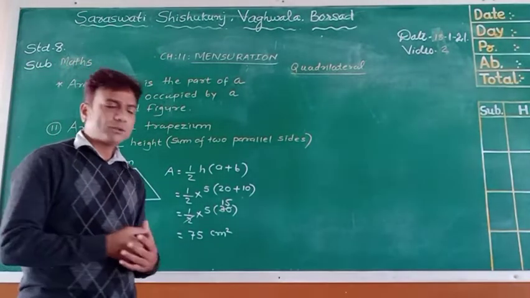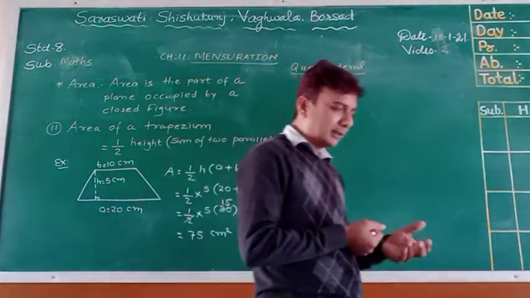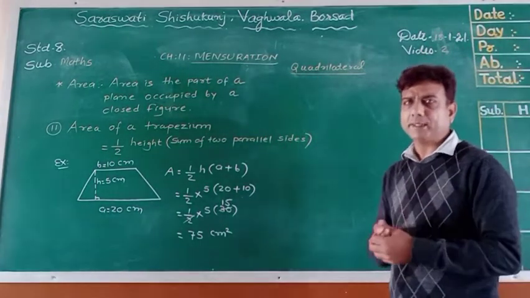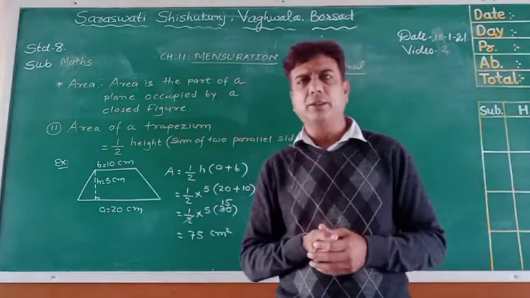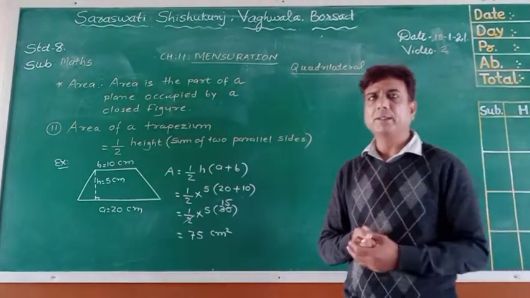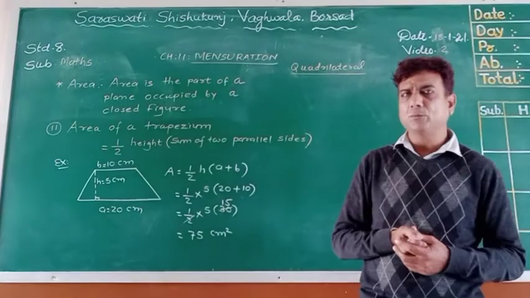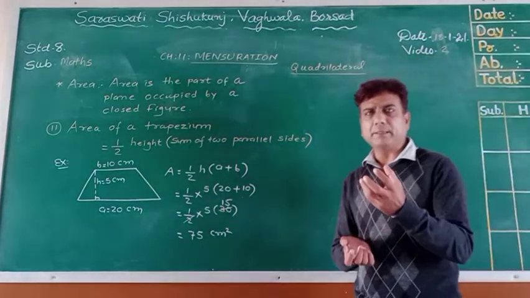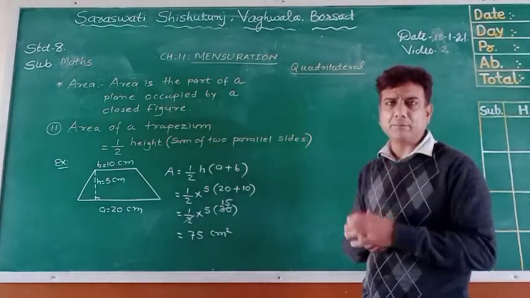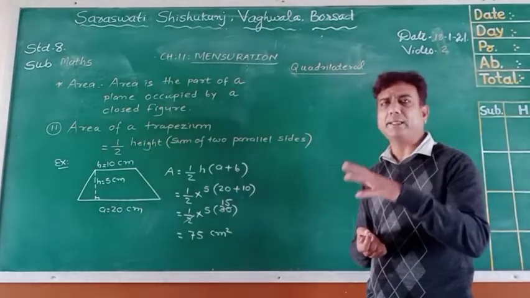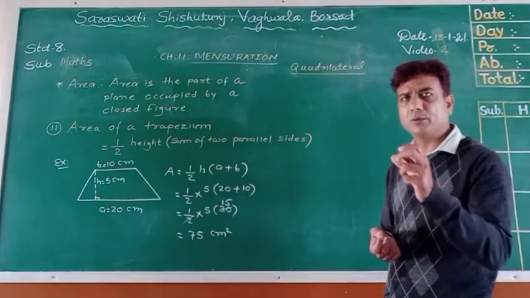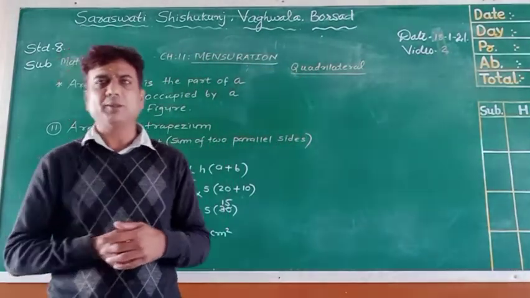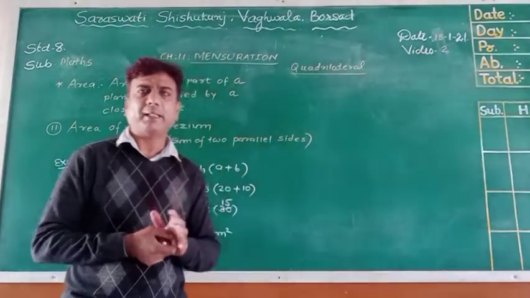Now students, once again I repeat the quadrilateral formulas. Suppose a square is given, it is one type of quadrilateral. Area of square equal to L square. Area of rectangle equal to L into B. Area of circle equal to pi r square. Area of parallelogram quadrilateral equal to base into height. Area of rhombus equal to 1/2 product of two diagonals, and area of trapezium equal to 1/2 h in bracket A plus B.